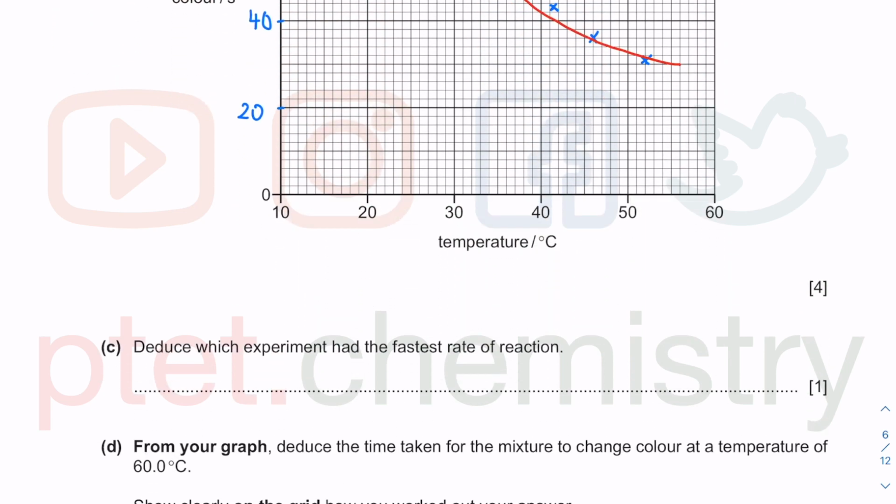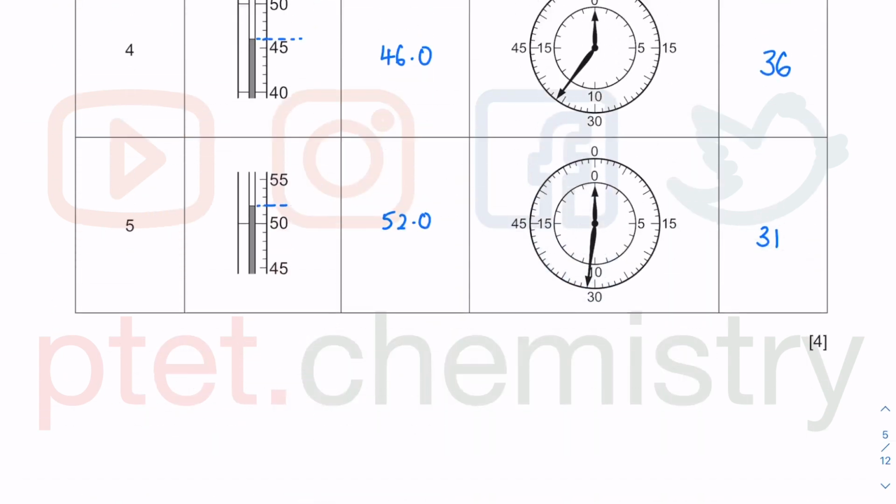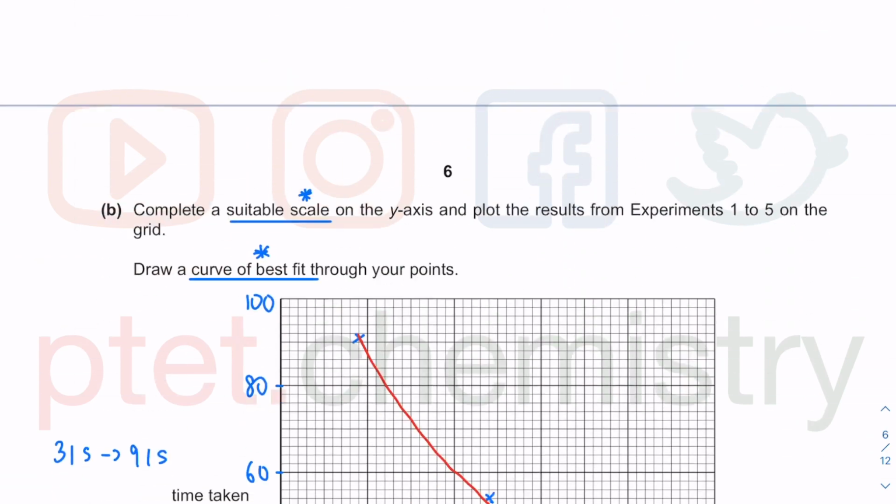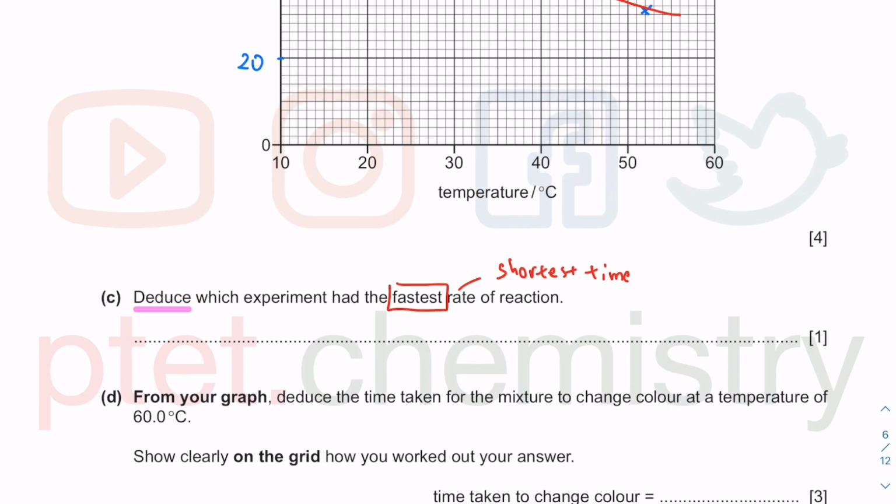All right, now deduce which experiment had the fastest. So be very careful about this word. Fastest means it will take the shortest time. So which experiment number was it? The one that took the shortest time will be 31 seconds, experiment number 5. And that one was the one at the highest temperature. They asked for which experiment, so that must have been experiment number 5.